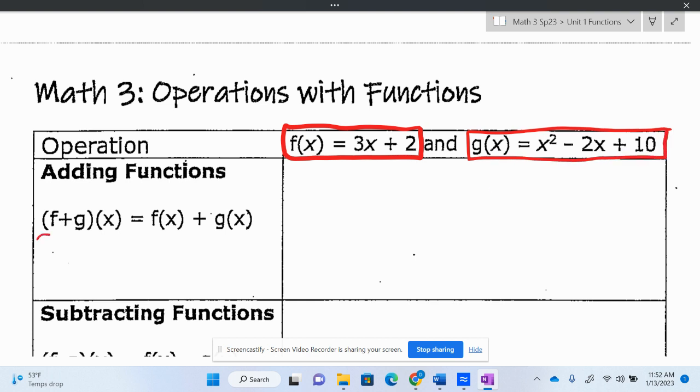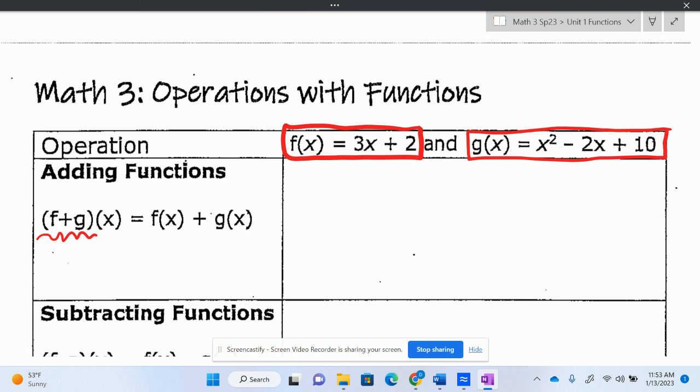So when you add two functions together, f plus g of x is how we say that. That's the same thing as saying f of x plus g of x. So we're just going to take all of the terms in f of x and add them to all of the terms in g of x.